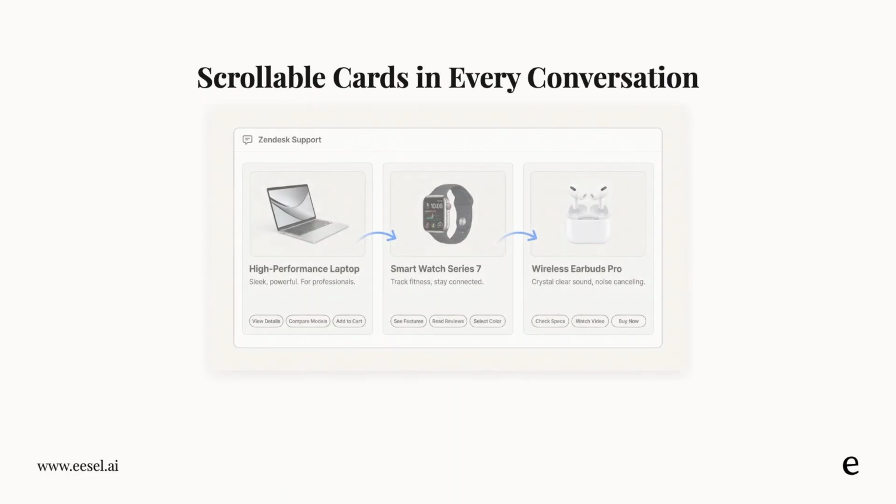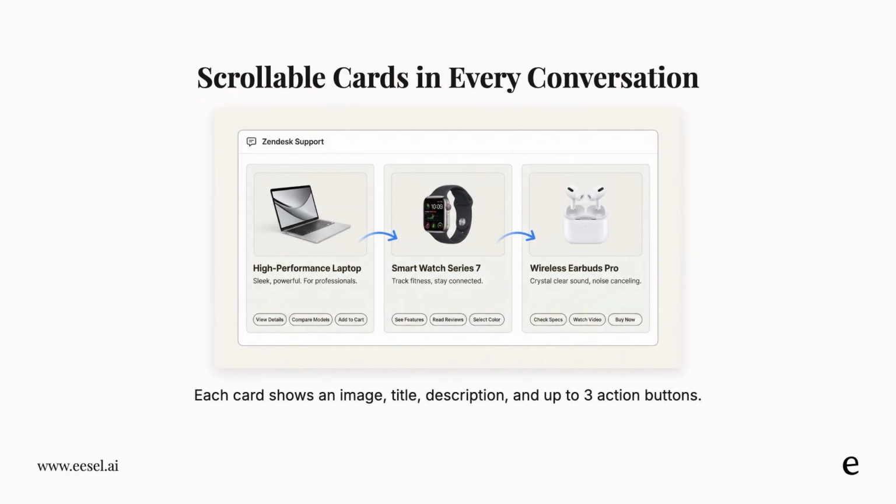A Zendesk carousel is a row of horizontally scrollable cards that appear directly inside the chat widget. Each card shows an image, a title, a description, and up to 3 action buttons. Customers tap the action that matches what they want.